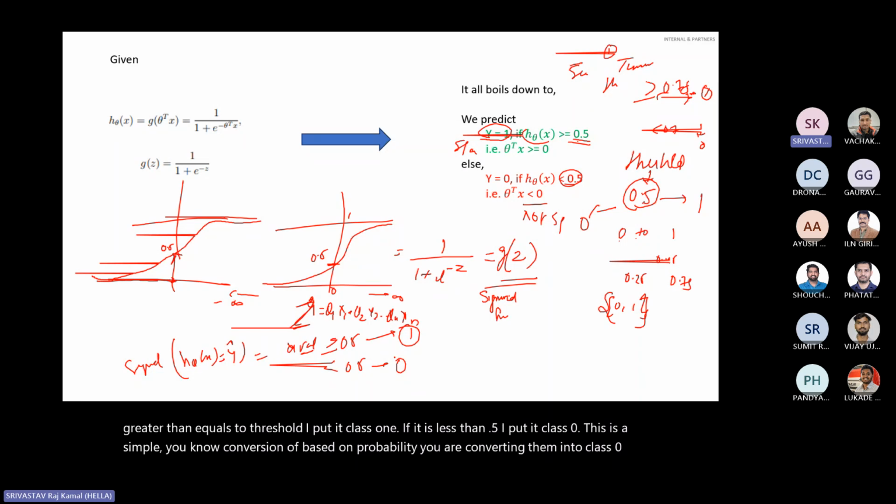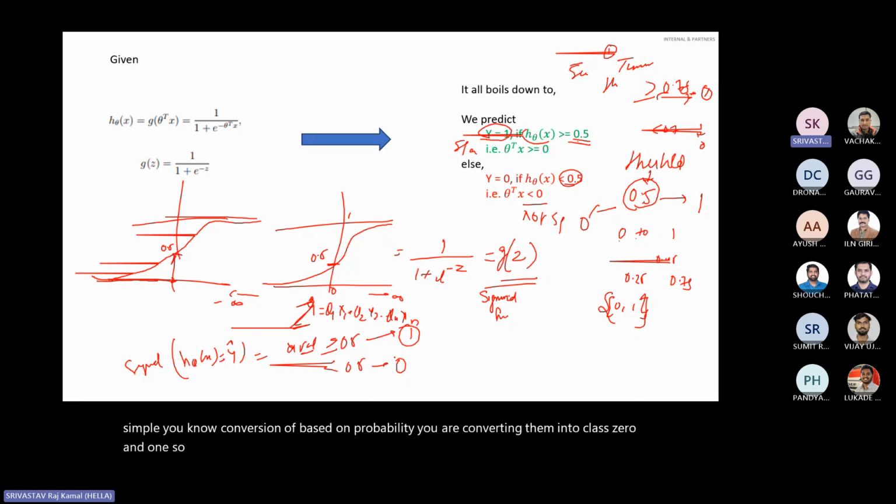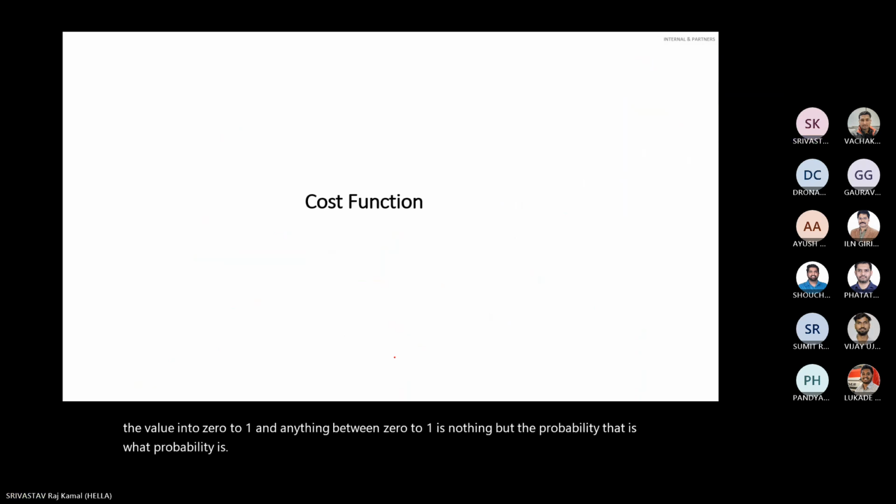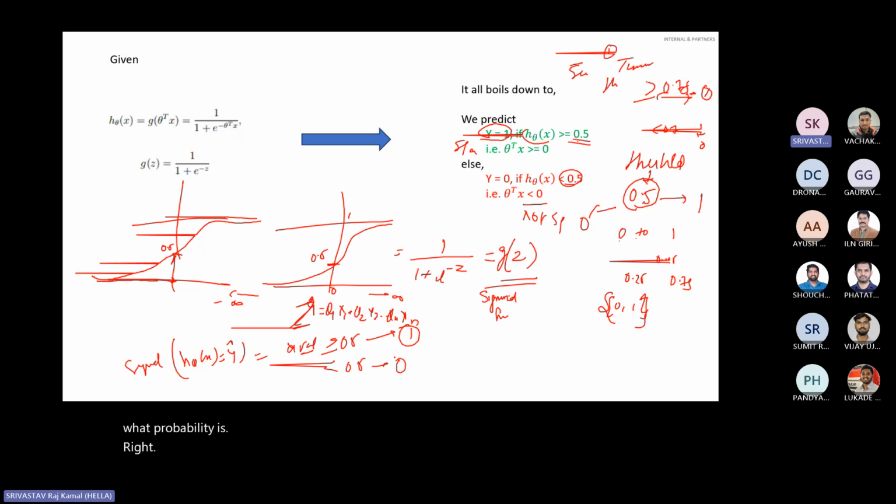So, summary so far: the sigmoid function helps you bring the value into 0 to 1, and anything between 0 and 1 is nothing but the probability. That's what probability is, right? Just one comment: the threshold value that we decide, it depends on the inputs that we have, right? Not the nature of input, the nature of the problem you're solving, the objective.